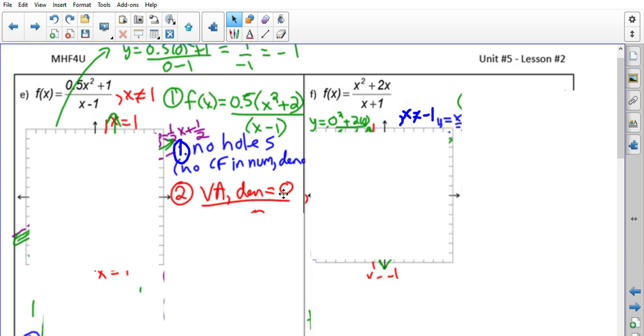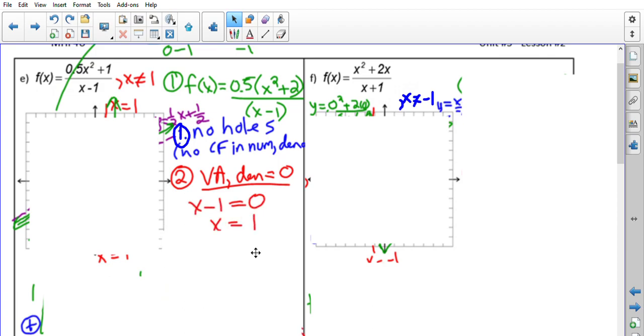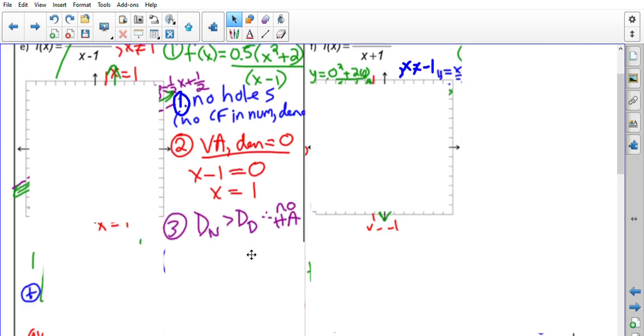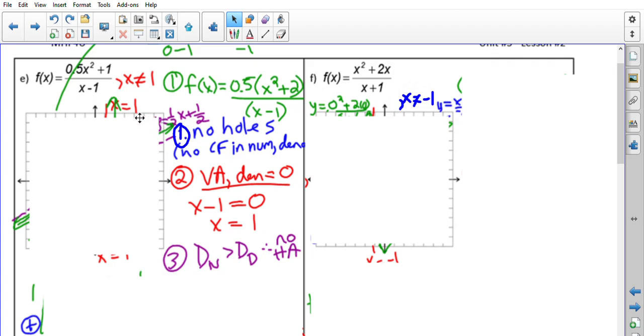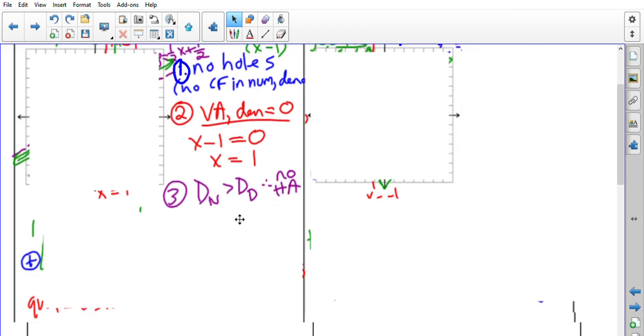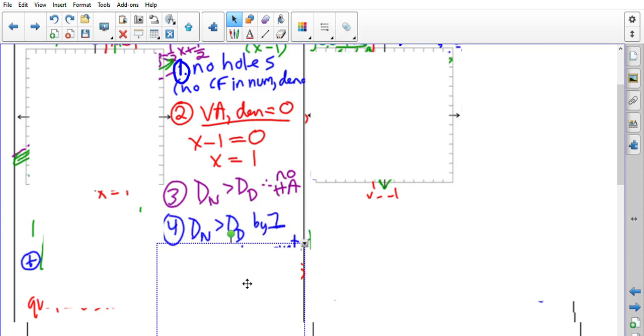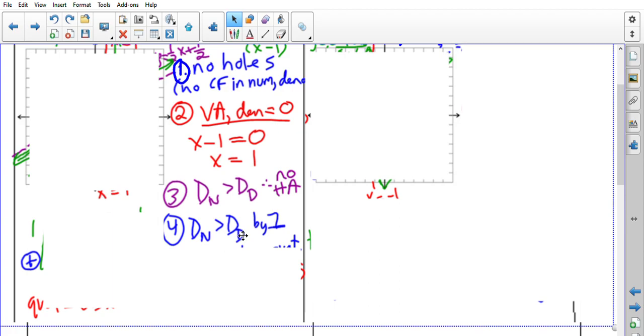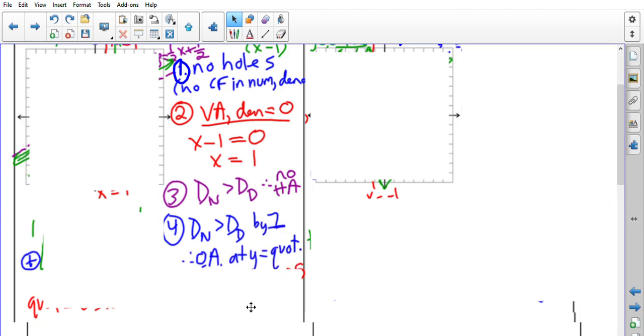Part 2, that's when we want to know when the denominator equals 0 if there's any vertical asymptotes. So the denominator is x minus 1, and that would equal 0 at x equals 1. So that is my vertical asymptote. The degree of the numerator, so this is one of the special cases, is greater than that of the denominator. So therefore, there's no horizontal asymptote. Okay, this is a special case where because the degree is greater than the bottom by exactly 1, that means there is going to be an oblique asymptote.